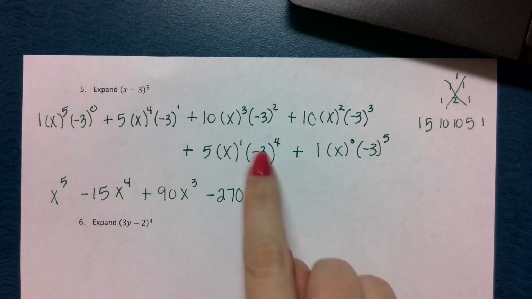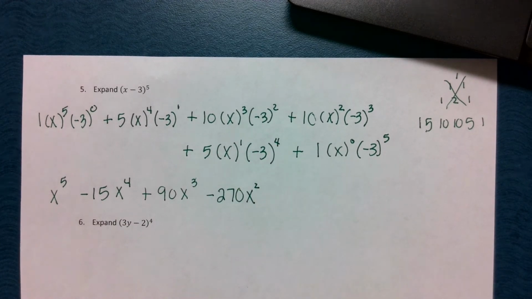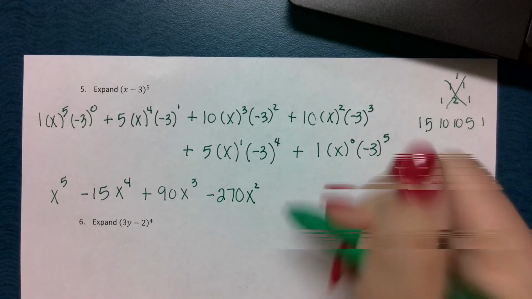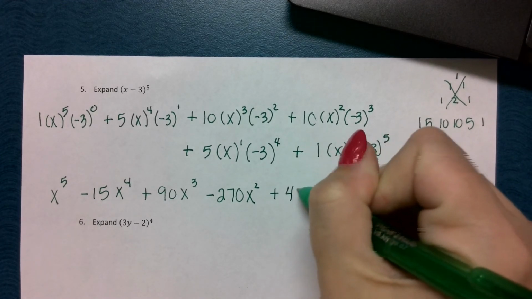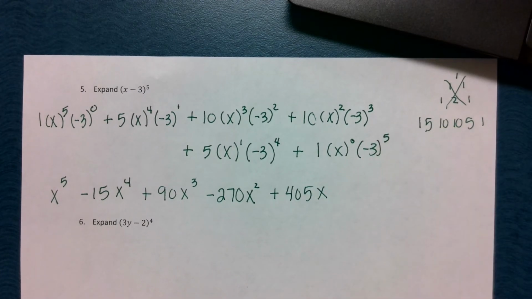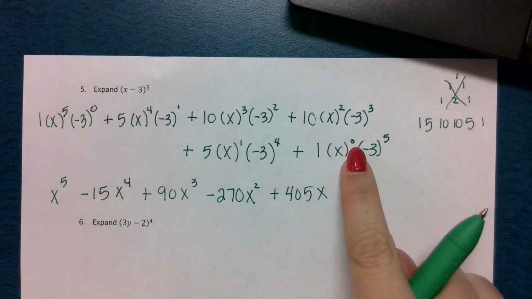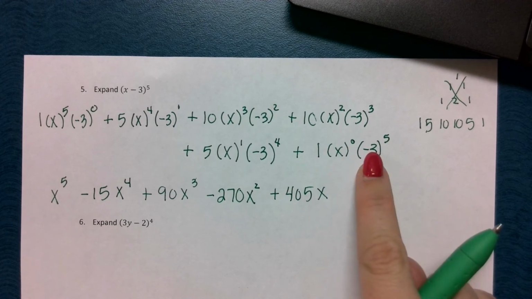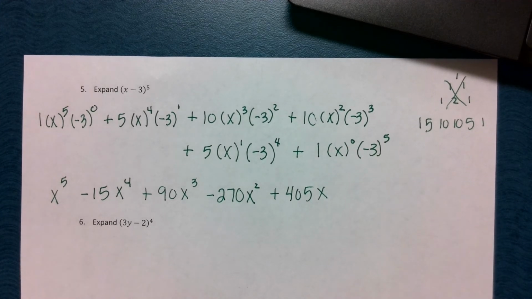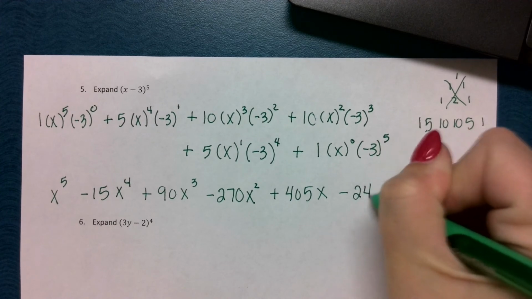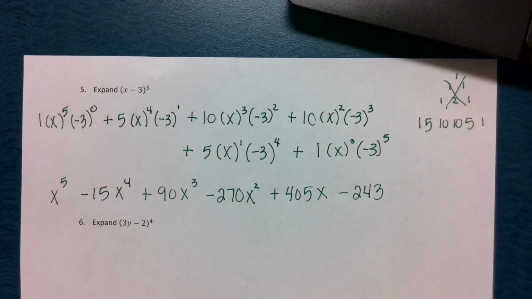We've got 5 times negative 3 to the 4. 3 to the 4 is 81, times 5 is 405, so plus 405 x. And then lastly, 1 times x to the 0 means there's no x term, negative 3 to the 5th. So negative 3 to the 5th power is negative 243. So that is our answer.